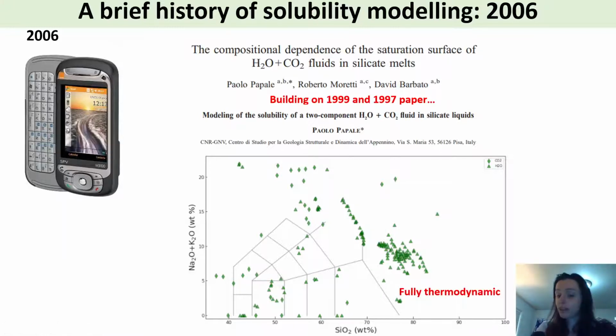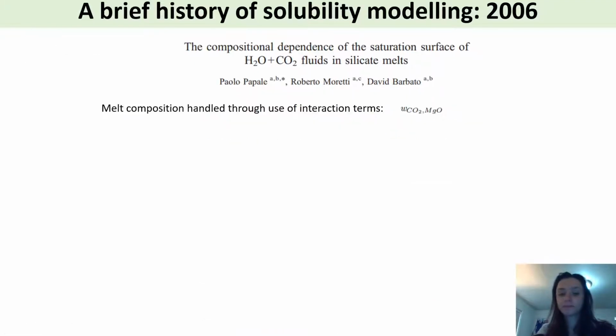Because this model is fully thermodynamic, it's a little bit harder to understand the effect of melt composition than it is with, say, the Moore or the Dixon model. So melt composition in these thermodynamic models is handled through interaction terms, and these are expressed as W and then a subscript of a volatile element and a major element. So for example, this interaction term looks at how CO2 interacts with magnesium in the melt.